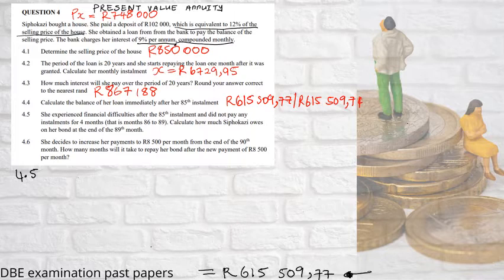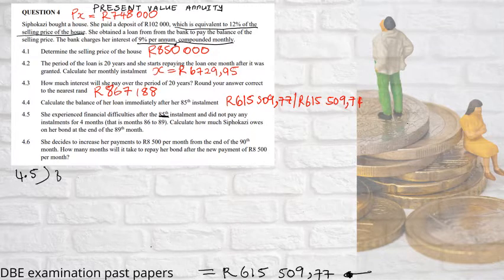She was not able to pay for the 4 months, right? So calculate how much Sibokazi owes on her bond at the end of the 89th month. So how do we approach this question? In order to answer it, we can look at the balance outstanding at the end of the 85th month, to say after making 85 payments, how much is your loan now? And we already calculated it in 4.4.